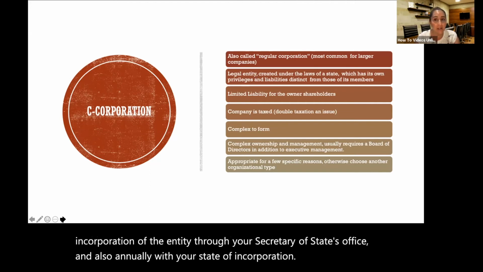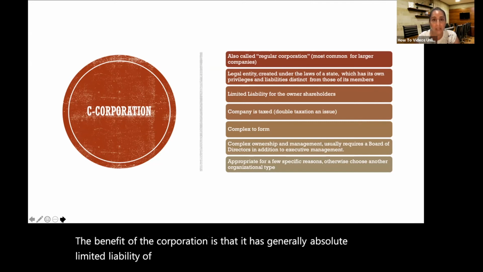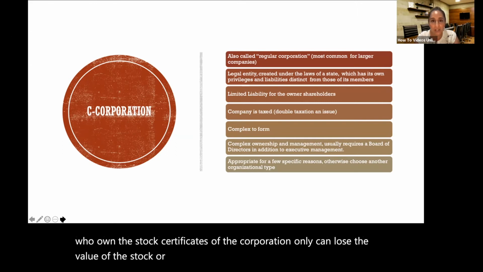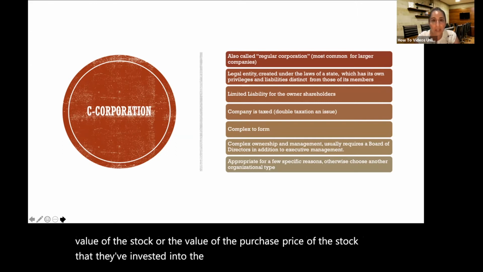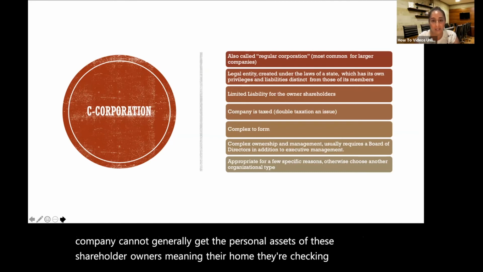The benefit of the corporation is that it has generally absolute limited liability of the owner shareholders, meaning that the people who own the stock certificates of the corporation only can lose the value of the stock or the value of the purchase price of the stock that they've invested into the company. People who sue the company cannot generally get the personal assets of these shareholder owners, meaning their home, their checking account, their savings are not at risk.